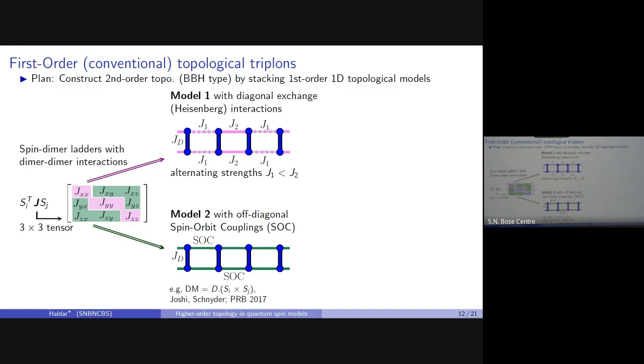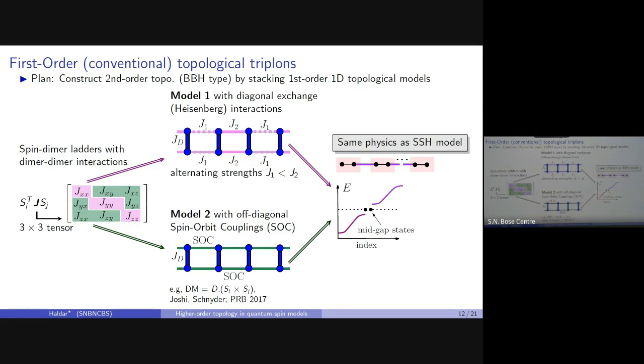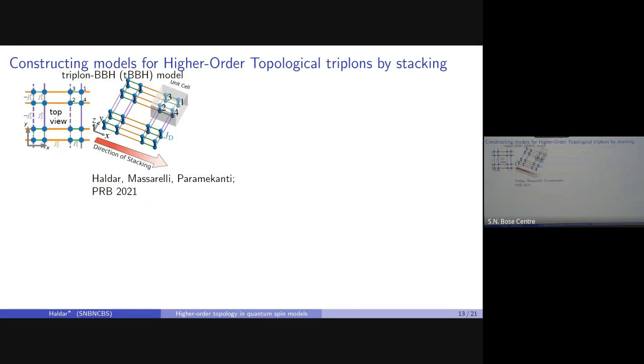Okay, so now you have these two models and you can do the analysis using triplons, and you find both have exactly the same spectrum as the SSH model, with two bands and a band gap, and inside the band gap you have two states which are at the middle of the gap, so mid-gap states. But the crucial difference now is that these are triplons, not electrons. So you have found out how to get first order, or conventional, topology using spin dimers. All right. So now the game is very simple. We start stacking these spin dimer ladders.